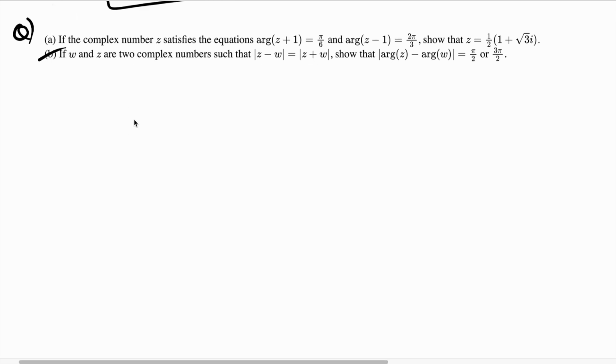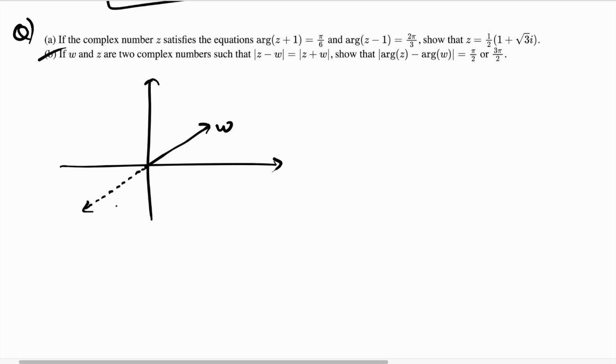So if I draw the Argand plane here and label a complex number w in the first quadrant here, then minus w will point in the opposite direction with the same modulus, something like this. Okay, and if I, as of now, represent z as a complex number somewhere here, so z minus w is this complex number. This is z minus w, and z plus w is this complex number.